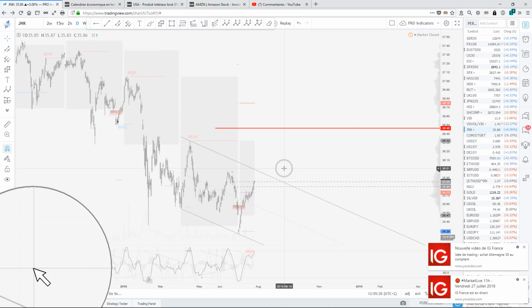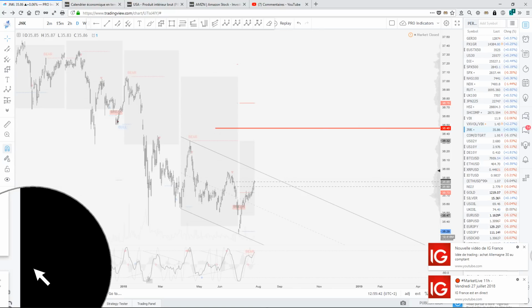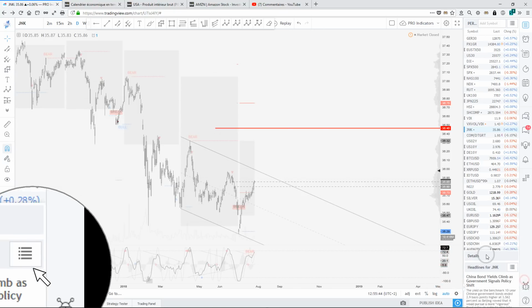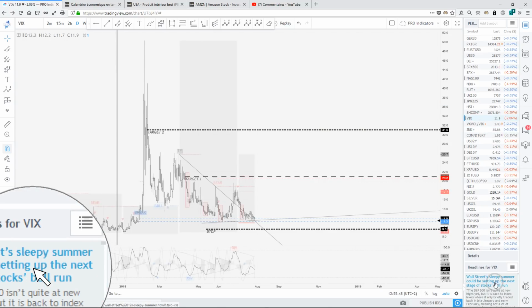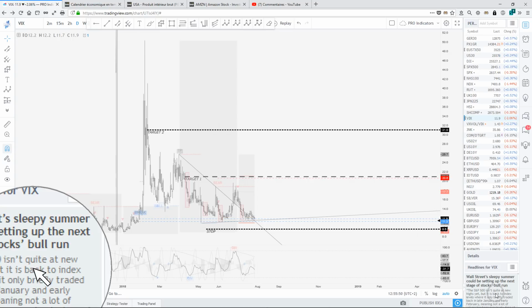I mean, consider this as historical price patterns through time, and generally you've got a bearish timing throughout the summer, which has just been flushing that pattern entirely, and this is why Wall Street is thinking that we're going to have a pretty bullish end of the year. This is what I've been seeing here on the VIX. Yes, Wall Street's sleepy summer could be setting up the next stage for stocks' bull run.